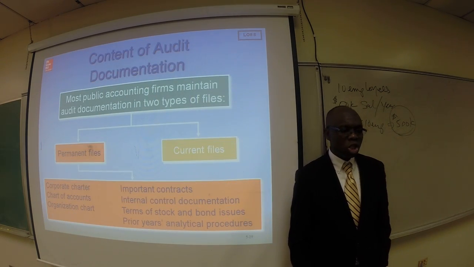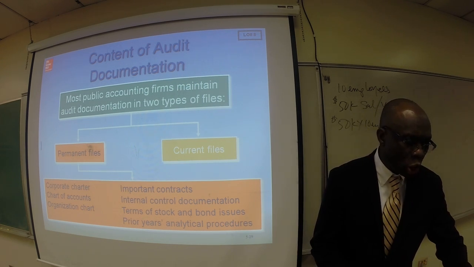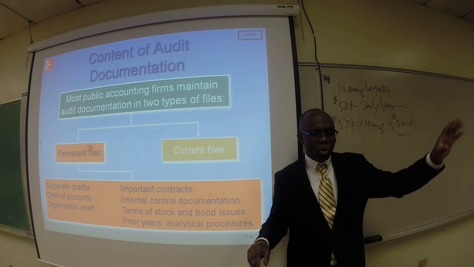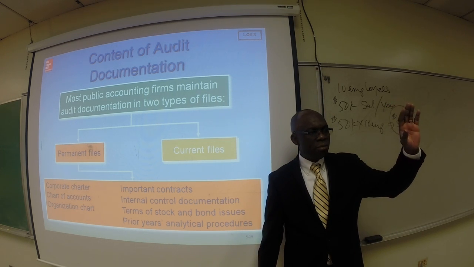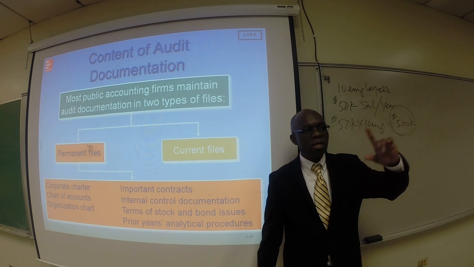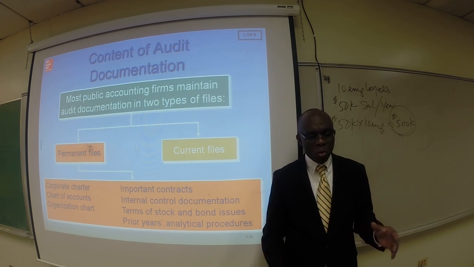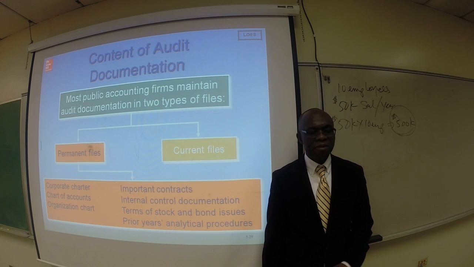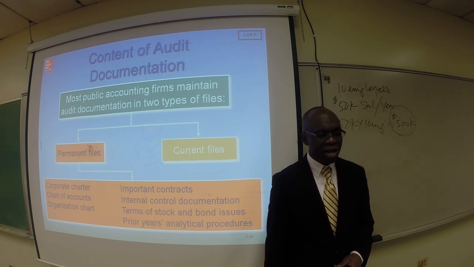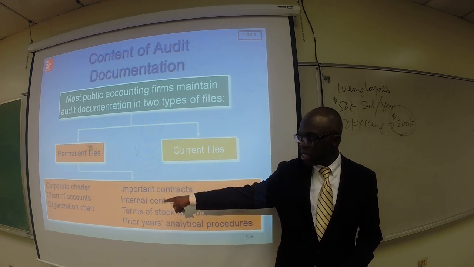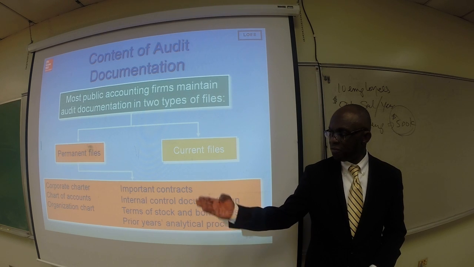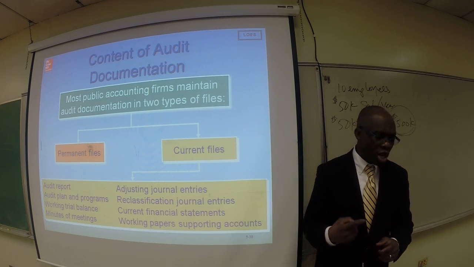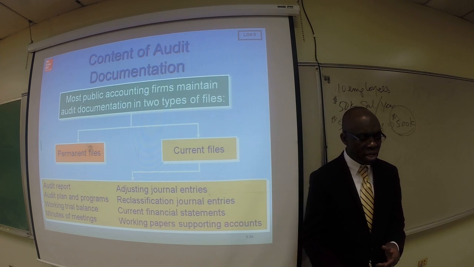Moving along, content of audit documentation. We said that most public accounting firms maintain audit documentation in two types of files. We have permanent files, we have current files. Information or documents that hardly change from year to year, we put them in permanent files. So when we come back to audit the client the following year, there is no point in reinventing the wheel in terms of the content of the permanent files. Then we also have current files. So here are some examples of the content of permanent files: chart of accounts, corporate charter, and so on and so forth. Now for the current files, the contents change every year: the audit report, the audit plan and programs, working trial balance, so on and so forth.